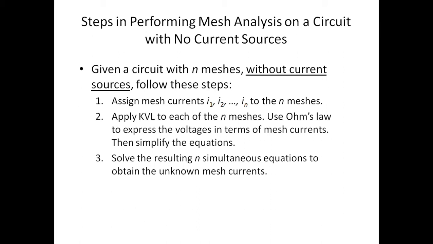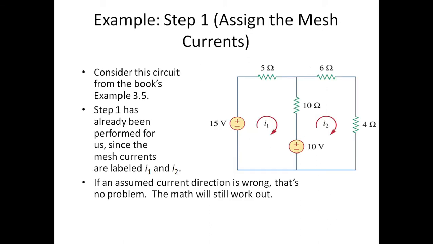Given a circuit, what are the steps we have to follow to find the circuit mesh currents? Given a circuit with n number of meshes without current sources, simply follow these steps. First, assign the mesh currents as I1, I2, I3 and so on, up to In, for n number of meshes. Later, apply KVL for each mesh with the use of Ohm's law, and then solve those n simultaneous equations to find the unknown mesh currents.